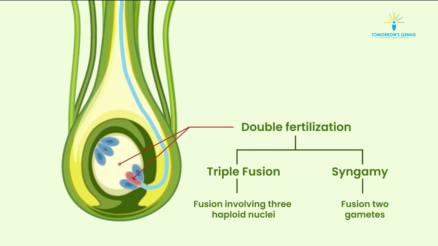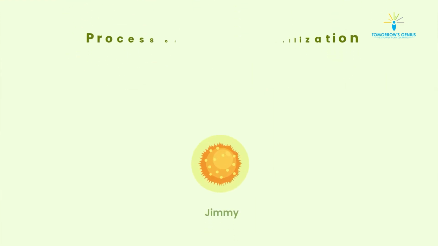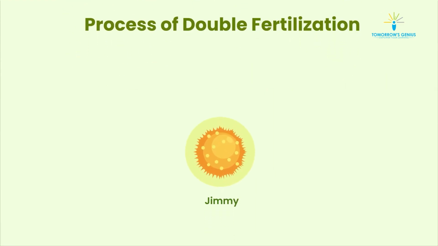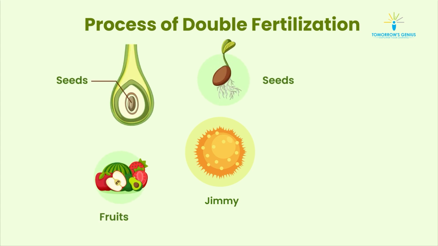Syngamy and triple fusion, both processes, take place simultaneously. Hence, together they are called double fertilization. Double fertilization is the characteristic feature of the angiosperms. In this way, Jimmy gave his whole life to complete the double fertilization and for further development like fruits, seeds, and endosperm formation.